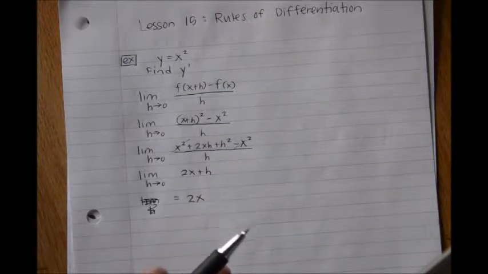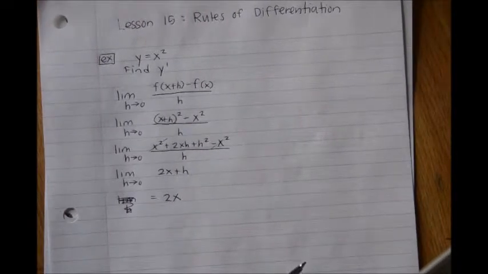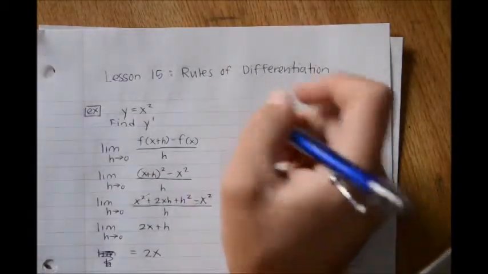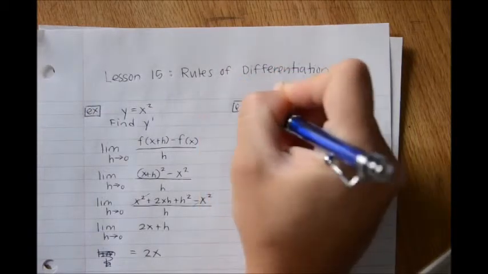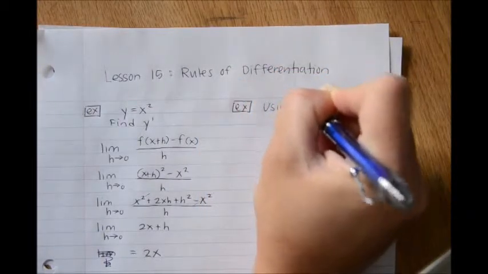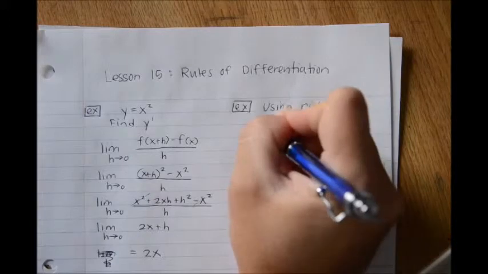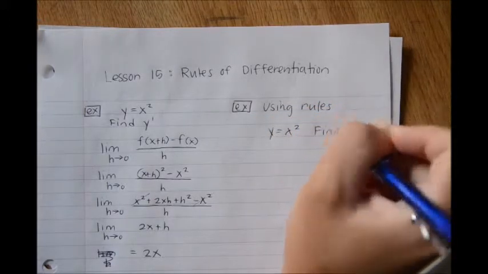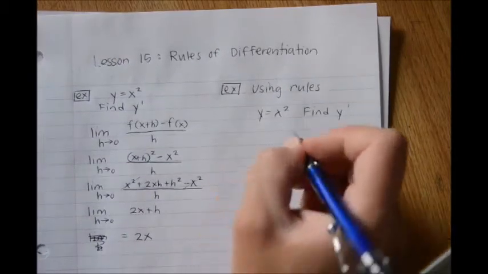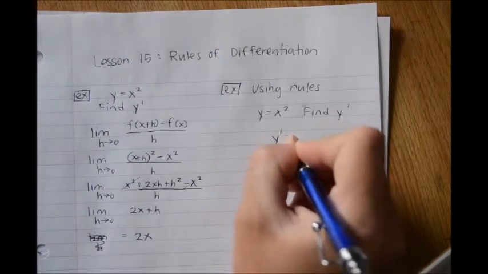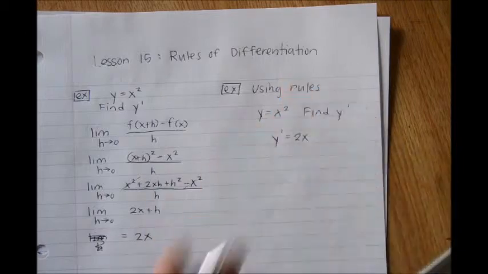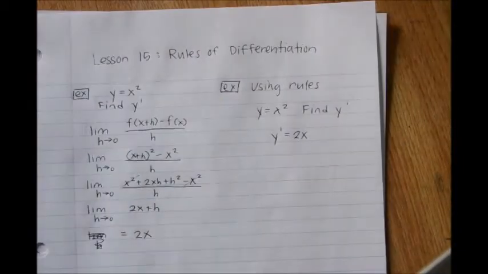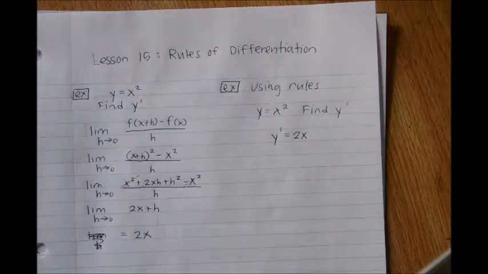Now what we're going to do is go through some rules that will help us so that we don't have to go through that whole process. Using rules, if y equals x squared and I want you to find y prime, you'll be happy to know that it's as easy as saying y prime equals 2x. That's actually all you need to do, because I will teach you the rules that get us from x squared down to 2x.